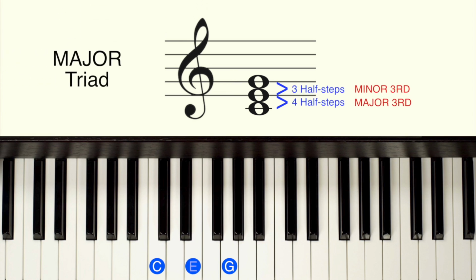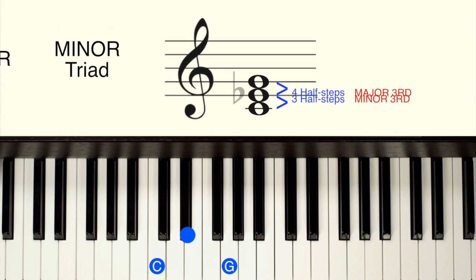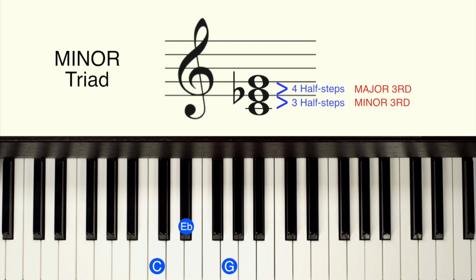Major triads have the major third on the bottom, minor third on top. Minor triads have the opposite, minor third on the bottom and the major third on top. And they sound like this.